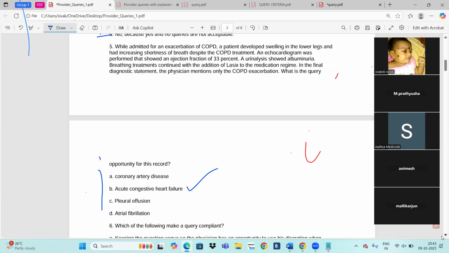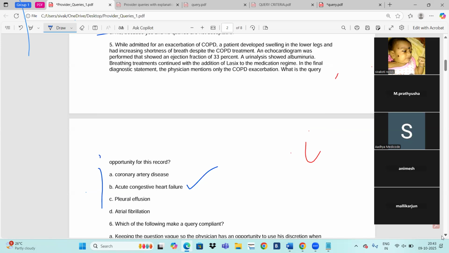So based on the indicators, the condition supported is CHF. Suppose you get a question like this: they give three indicators and ask which diagnosis these indicators support. We need to get the idea of which condition the indicators relate to. Clear? So here the answer should be CHF.